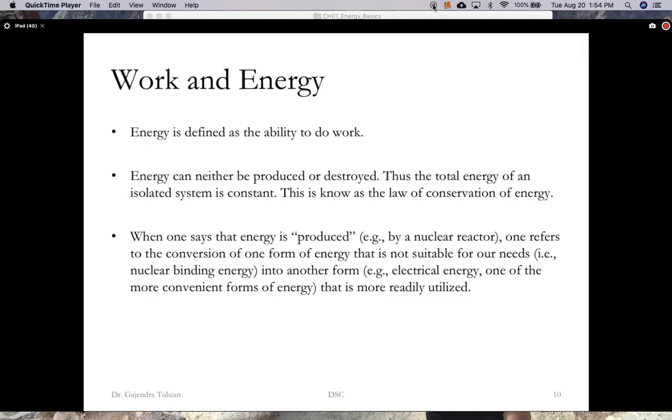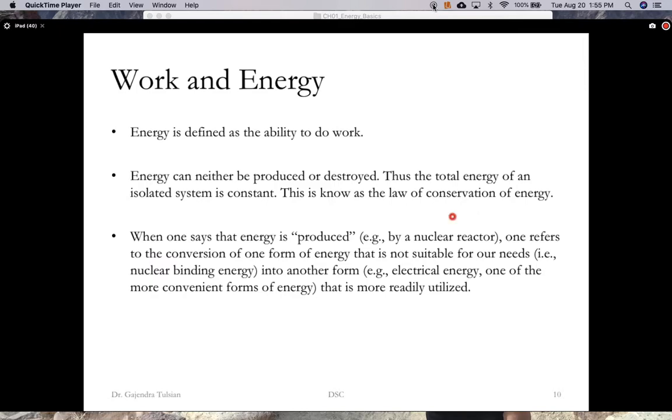So, by the way, here's the law of conservation of energy. Now we'll learn various forms of energy out there and some of the physics principles behind this. Energy can neither be produced nor destroyed. And so when one says that energy is produced by a nuclear reactor, for instance, what one is really saying is the conversion of one form of energy that's not suitable for our needs, that is nuclear binding energy, into another form, such as electrical energy.